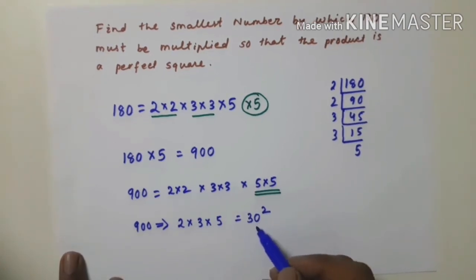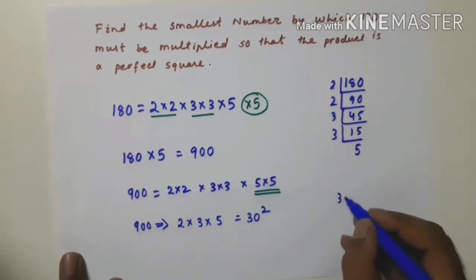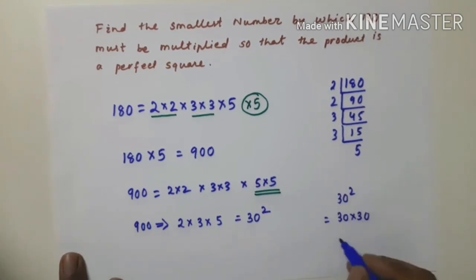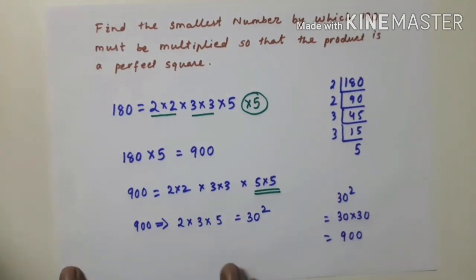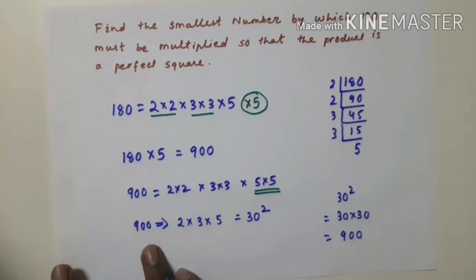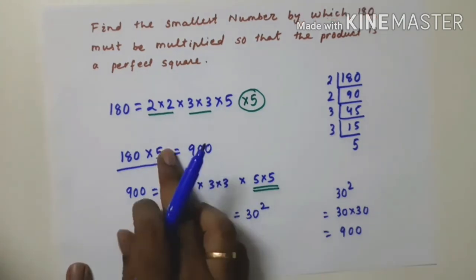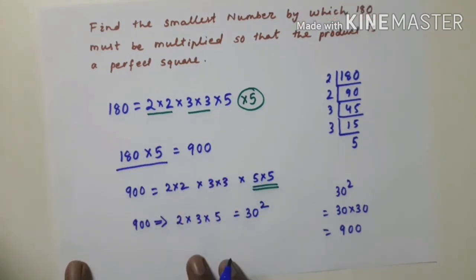So we can check our answer, 30 squared. 30 squared is actually written as 30 into 30. So we can see here 3 3s are 9, and 2 zeros are there. So 900. So it is verified that 900 is a perfect square now. So we have to multiply 5 with 180 to get a perfect square.